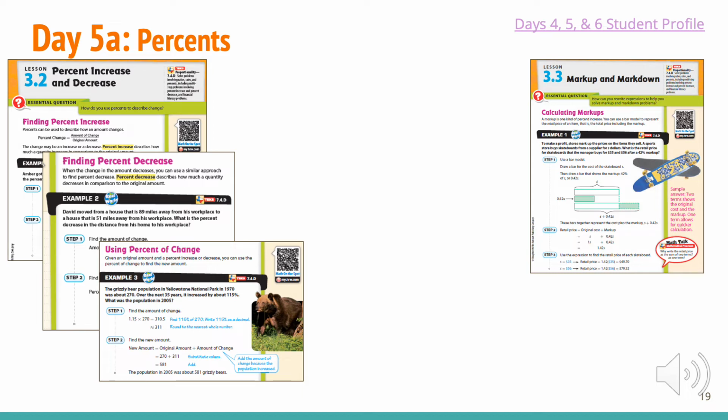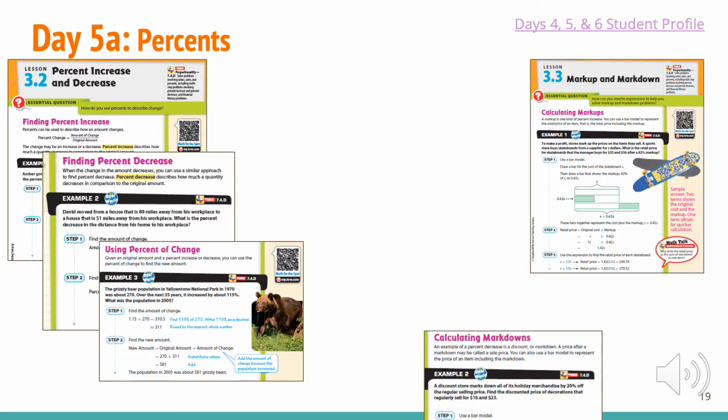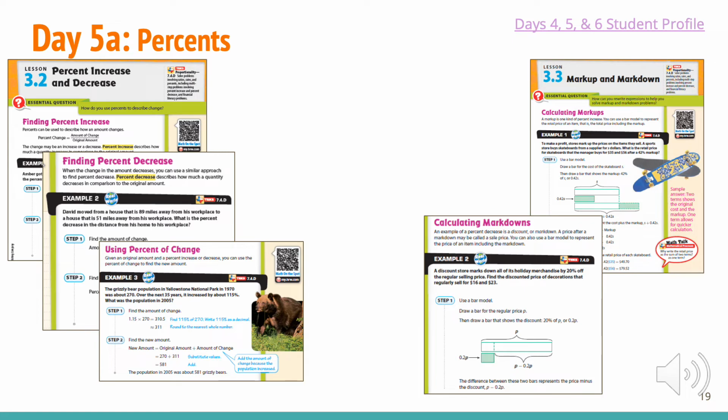Notice the use of the bar model even in Go Math, and then at calculating the markdown, either in terms of a dollar amount or a percentage.